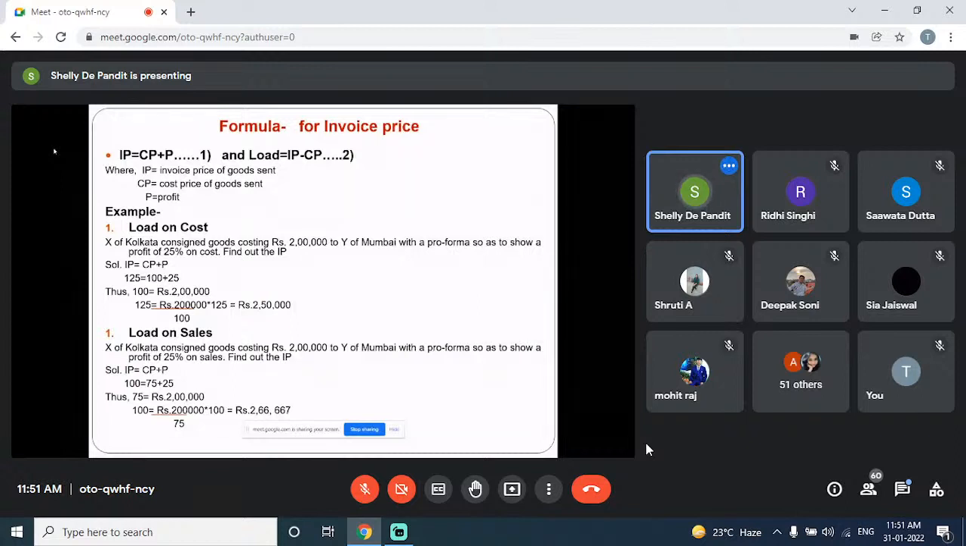Now I have to find out the IP. My IP is 100. In case of the previous example, the IP was 125. So 100 is equal to that amount, 2,66,667. So I can find out the load. Load is nothing but IP minus CP. Now, is it clear to you, Riddhi? Yes, ma'am. Thank you so much, ma'am.